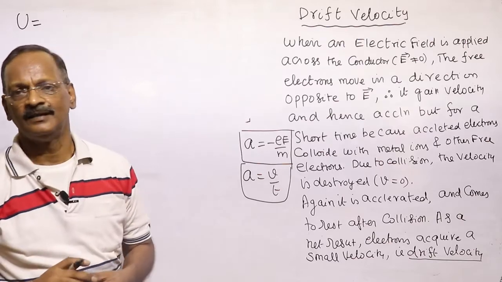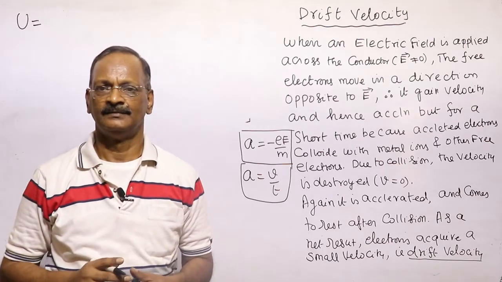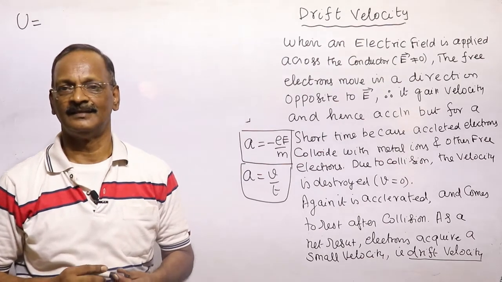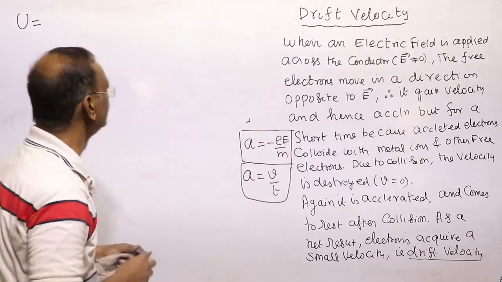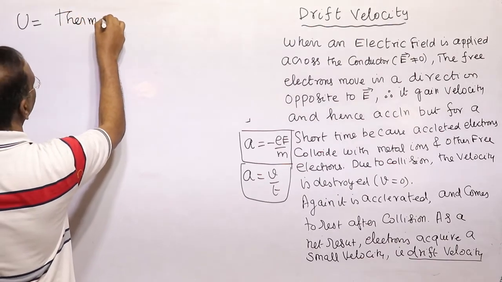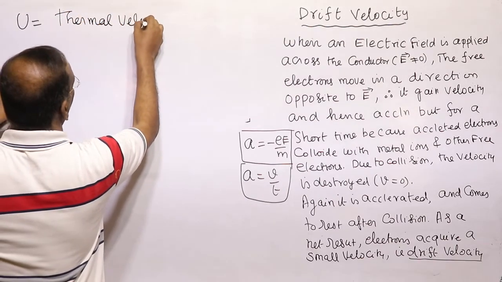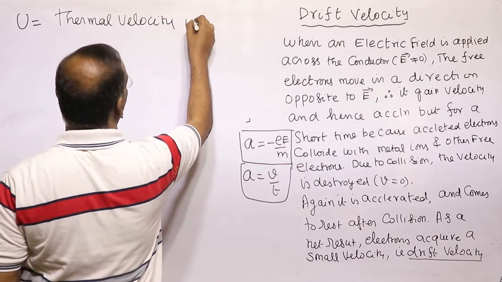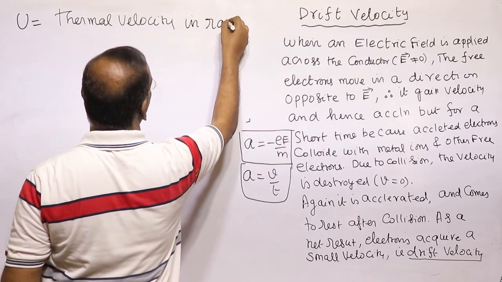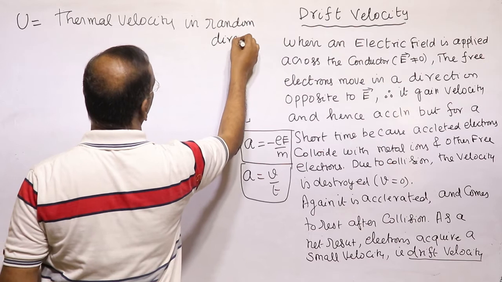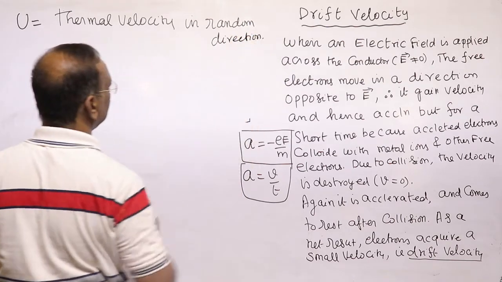the velocity acquired by the electron due to thermal energy, that is thermal velocity, U. Thermal velocity is in a random direction.